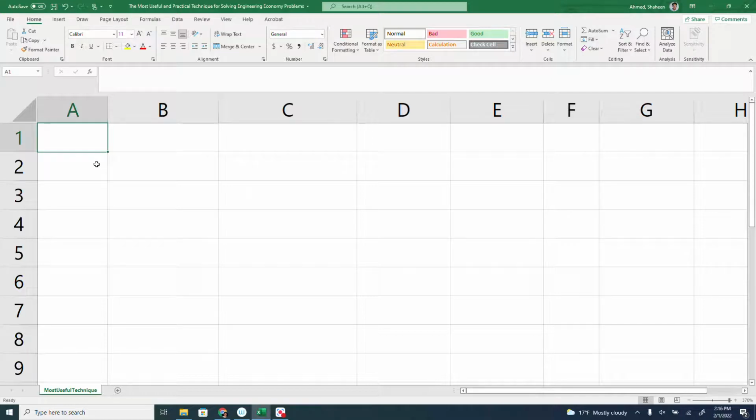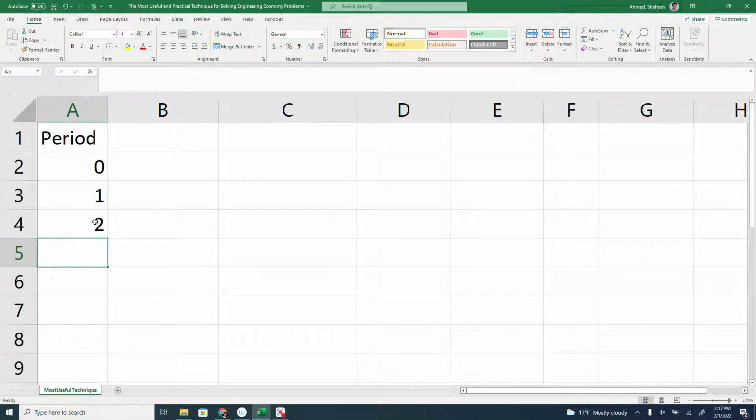Now, when you use Microsoft Excel, all the computations are done by Excel. So you really don't have to do any computation. So I will show you the easiest way to solve most engineering economic problems using Microsoft Excel. So let's start with a very easy, simple example. Let's say we have some periods of cash flow. Let's say 0, 1, 2.